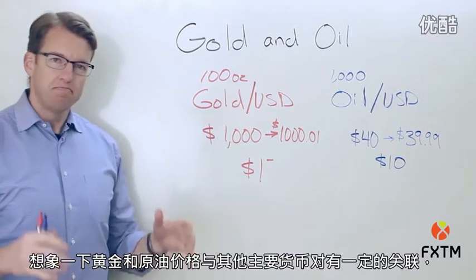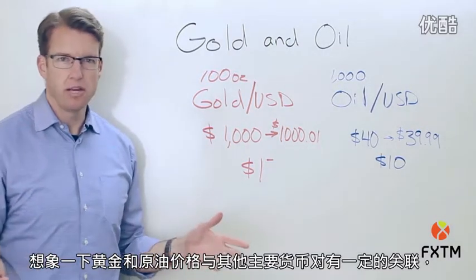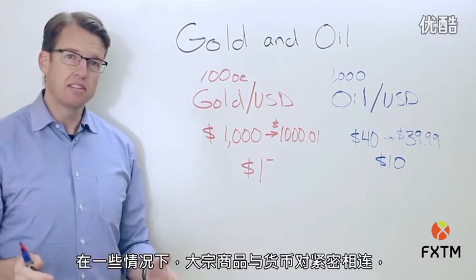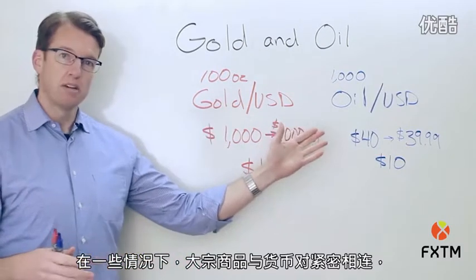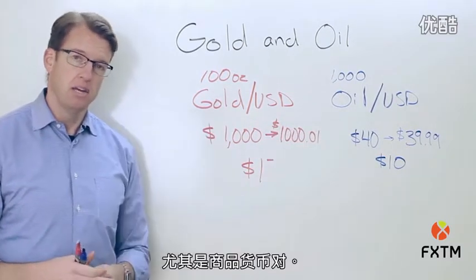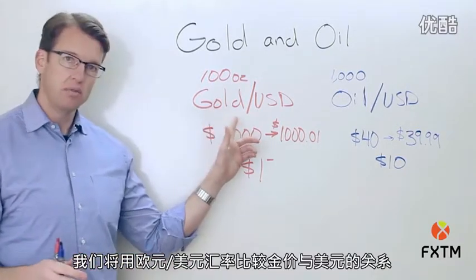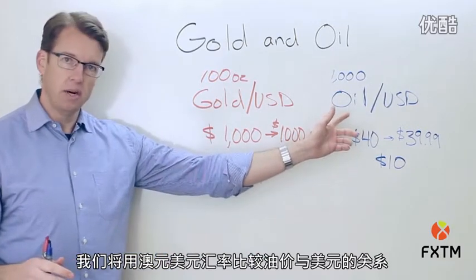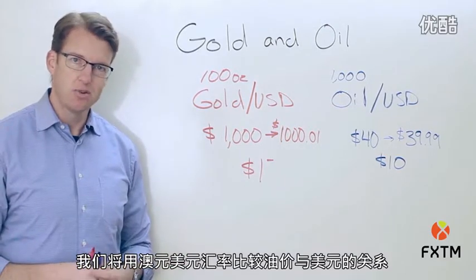Now, as you might imagine, gold and oil prices are going to have a certain amount of correlation with other major currency pairs, particularly those that are crossed with the dollar. In some cases, it will have a fairly tight correlation with the currency pairs, particularly commodity currency pairs. In fact, let's take a look at a couple of charts where we'll compare the price of gold versus the dollar to the euro-dollar exchange rate, and we'll contrast the price of oil to the dollar with the Australian dollar to the US dollar exchange rate.